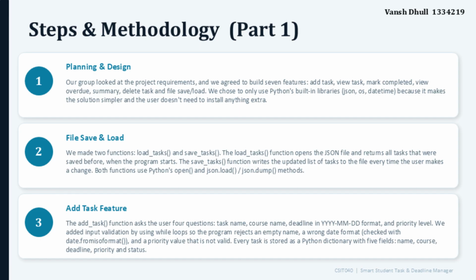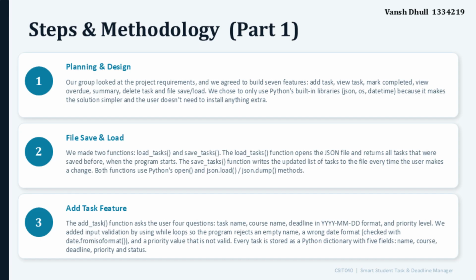Hi, myself Vansh. Now I'll walk you through the steps and methodology we followed to build this project. We started with planning and design. As a group, we sat down and looked closely at the project requirements, and we agreed to build core features that are add task, mark complete, view overdue, view summary, delete task, and file save and load. An important decision we made early on was to use only Python built-in libraries, that is JSON. We did this on purpose because it keeps the whole solution simple and means the user doesn't have to install anything extra to run it.